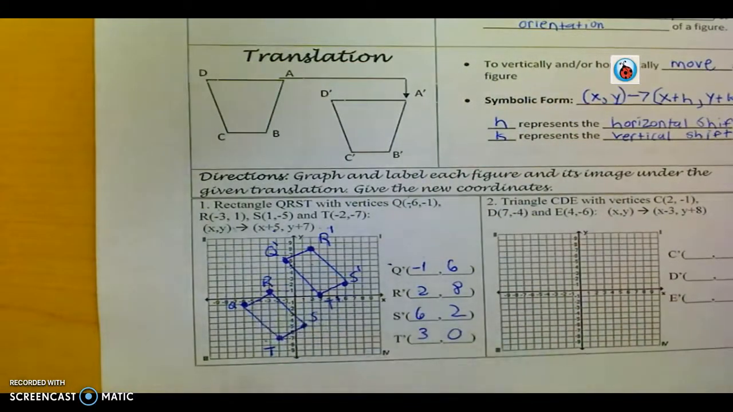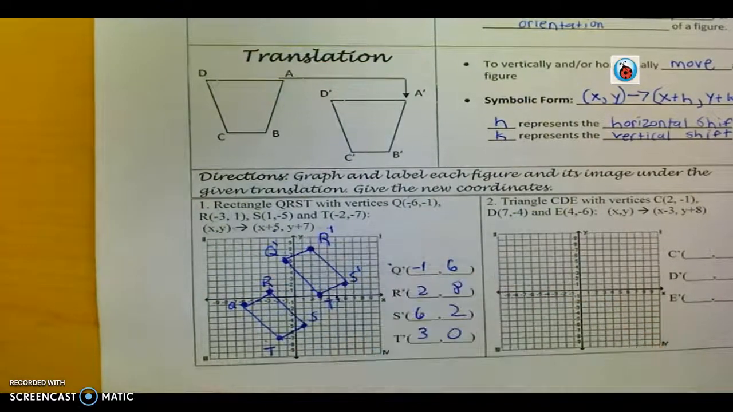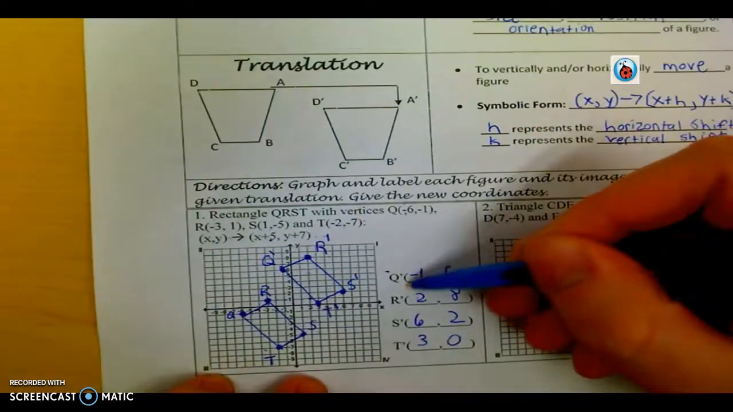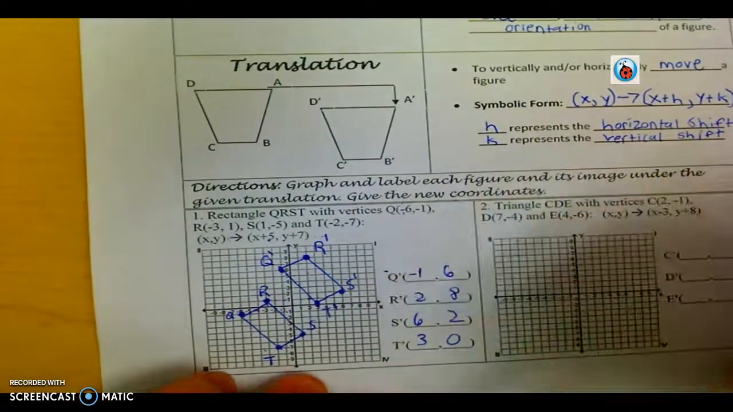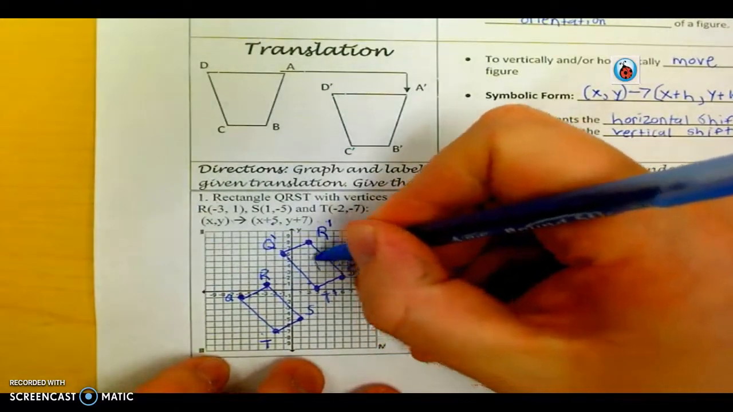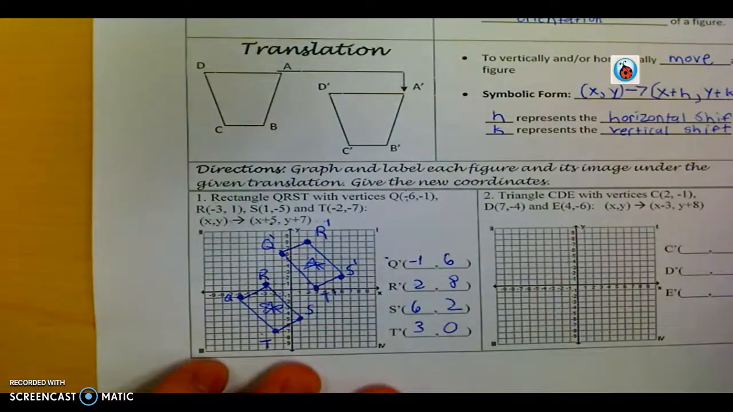Both options work totally fine. If you like going over and up according to the rule, that works. If you like just writing the ordered pairs down and then graphing, that works. What I need to see, though, is the prime image drawn, and I need to see the pre-image drawn. All right.